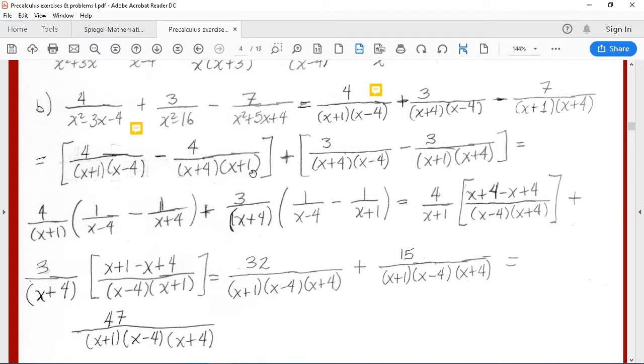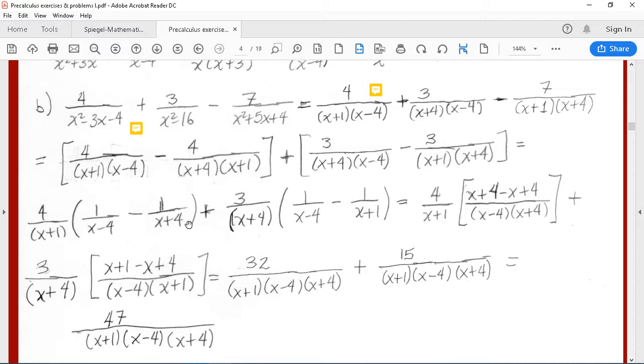So what do we have here? We have a common factor 1 over x plus 1, and we have a common factor here 4. So we take those two out, and we are left within parentheses with 1 over x minus 4 and minus 1 over x plus 4. Here we take out 3. Here we take out the 1 over x plus 4, which are the two common factors. And we have 1 over x minus 4, and here we have minus 1 over x plus 1.